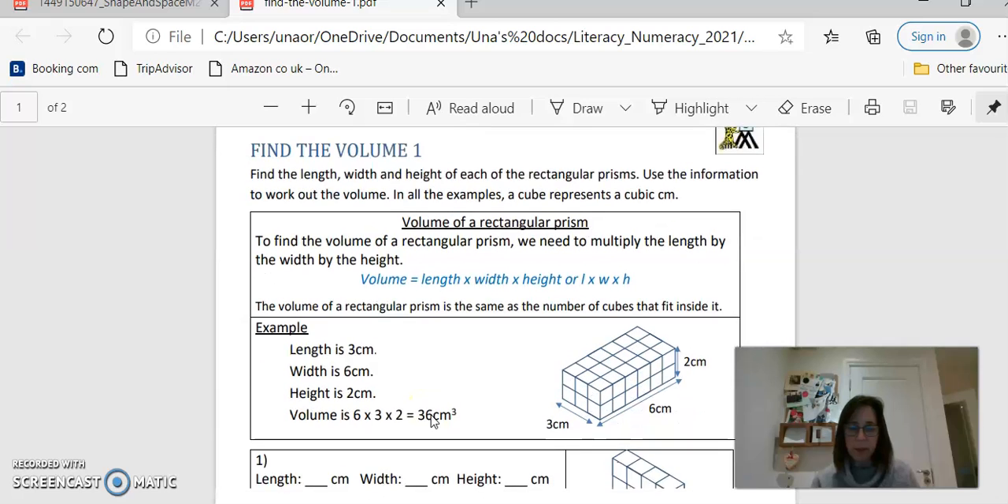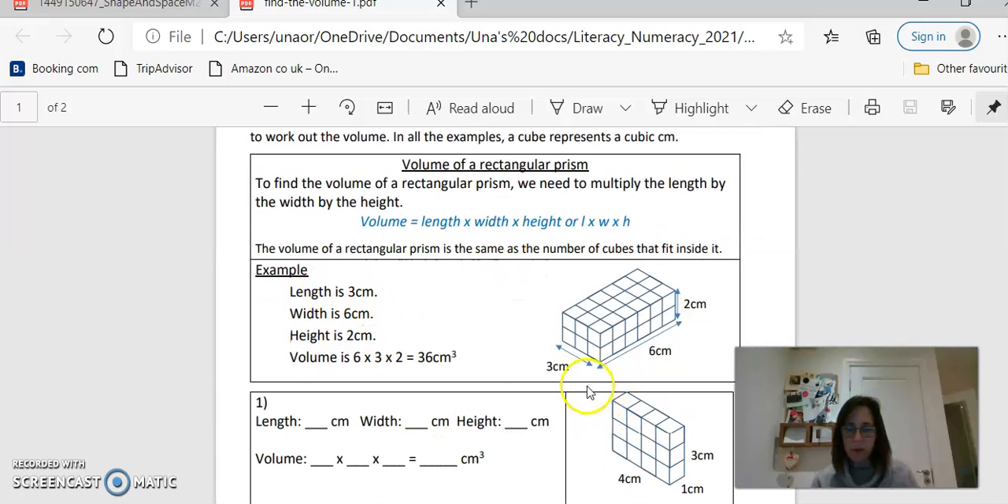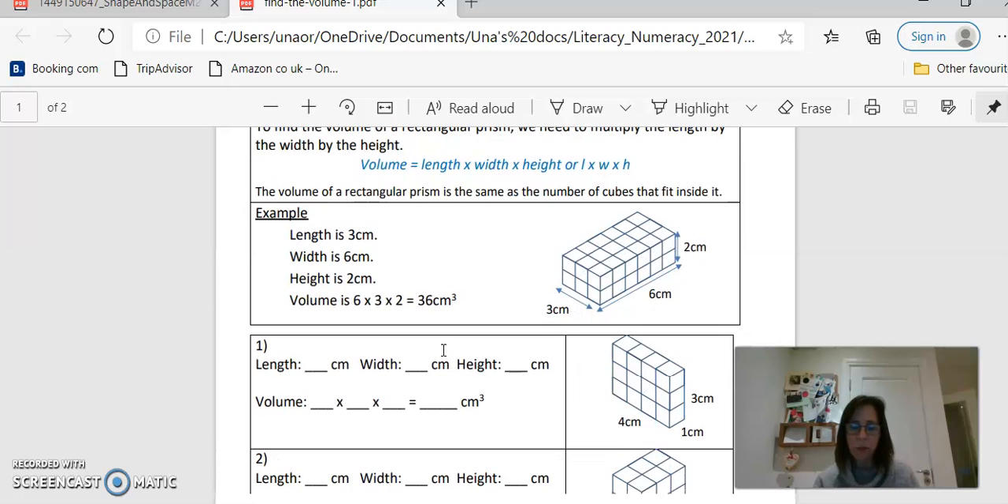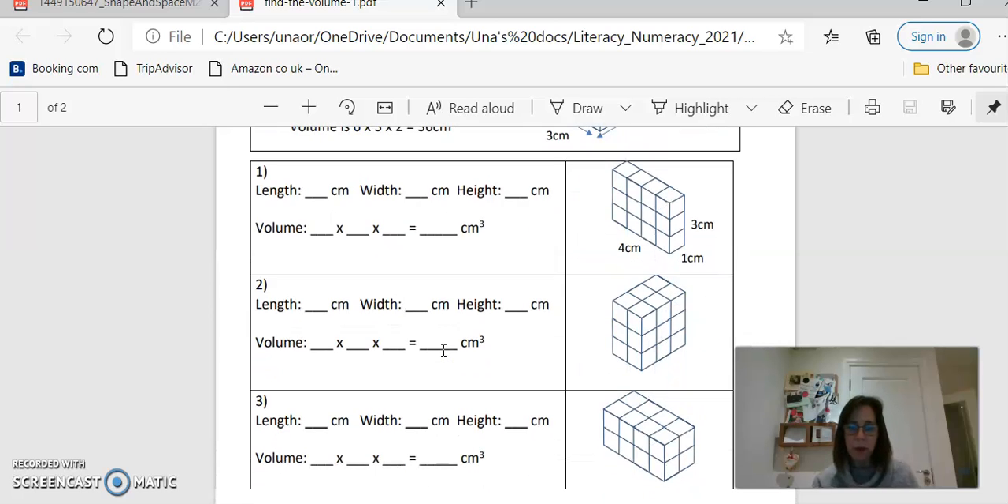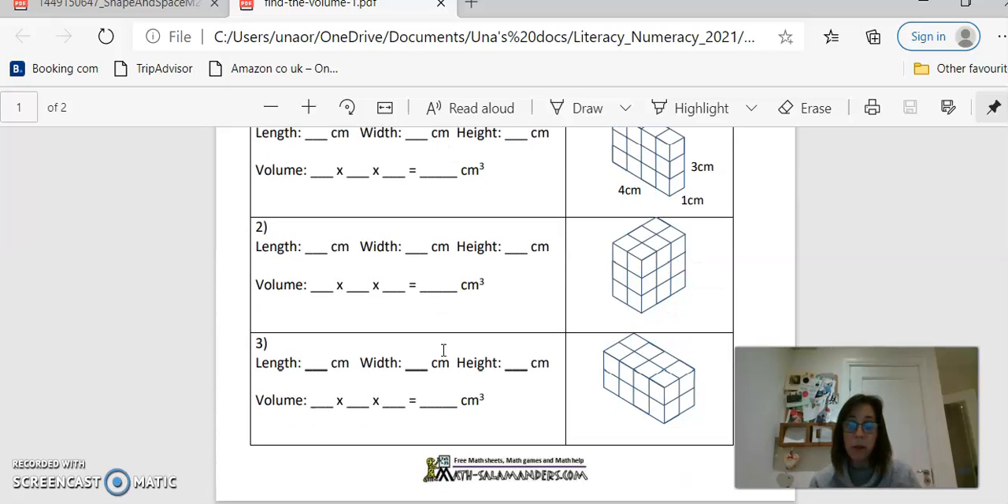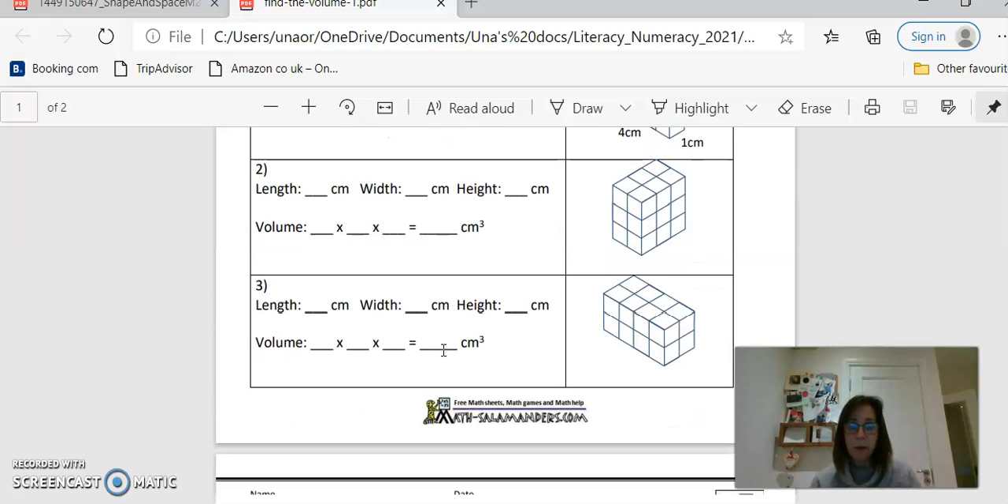So the example it gives here is length is 3. Okay. Width is 6 over here. And height is 2, okay? So the volume is 6 by 3, which would be 18, by 2 is 36 centimetres cubed. Okay, so it gives you a couple of problems to work out there. So you can fill in the length and the width and the height for each of those and work out what the cubic volume is, okay?